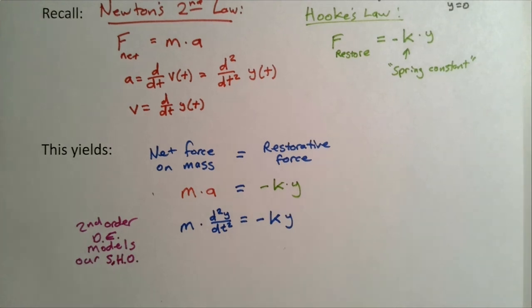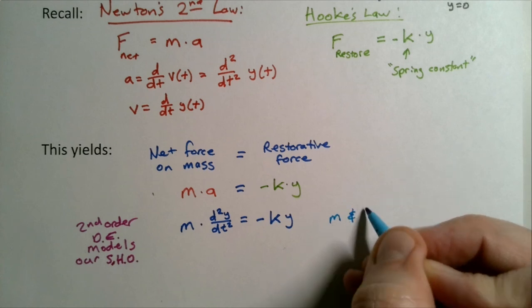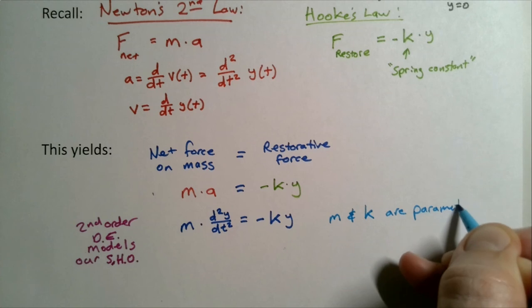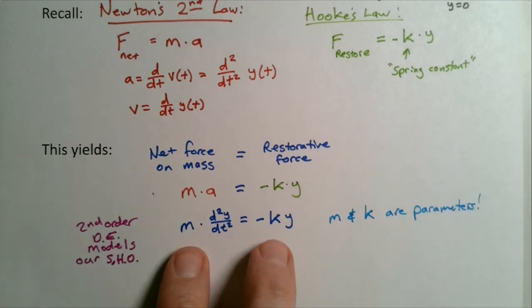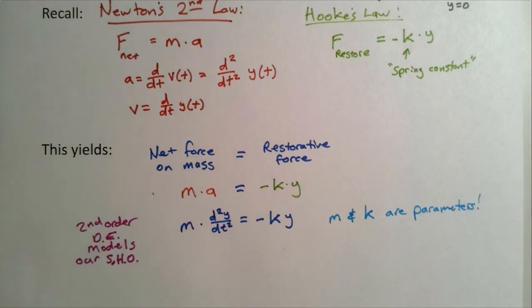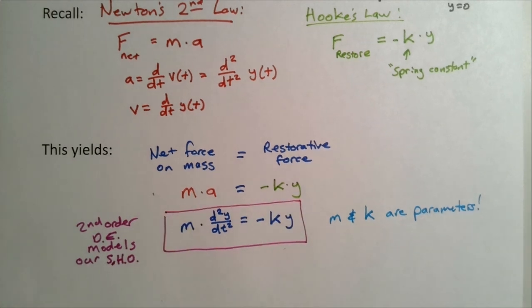So off to the side, we're going to make note of the fact that m and k are parameters. And that means they're actually numerical values that we can set to be whatever we want. So we can make that mass as big as we want, and we can make that spring as stretchy as we want. So right here, if we stopped, we have a second order differential equation that models our mass and our spring.